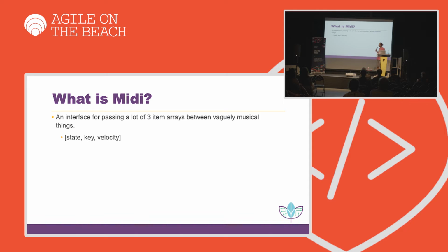So is it on or off? Which key has been pressed? And how hard is it pressed? And with that array, you can communicate between a whole load of vaguely musical things. It doesn't necessarily have to be an instrument. It could be a lighting setup or pretty much anything you would expect to see in a theatre. I imagine the music for games is probably made using MIDI technology.